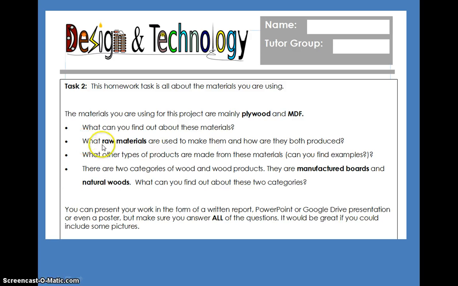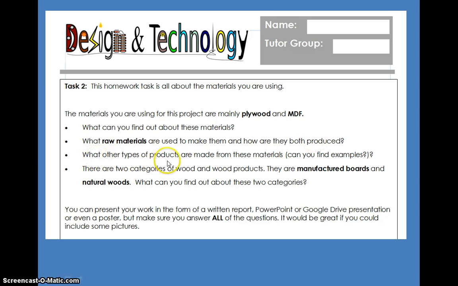But specifically, we want to find out what the raw materials are that are used to make the product. What we mean by raw materials are the things that go into the factory before the plywood, before the MDF comes out at the other end. So what is it that is used to make those sheets of manufactured board? And then, a little bit more detail, how are they produced? What happens to that raw material in the factory to produce the plywood board and the MDF board?